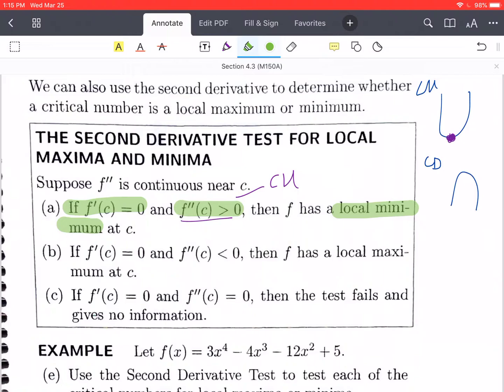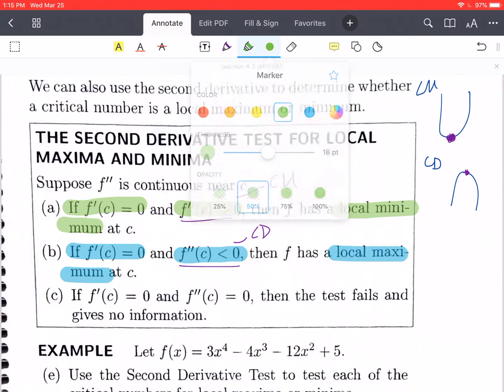So if f prime is equal to 0 and f double prime is positive, the graph is concave up, so the point in question is a minimum. And then if we have a critical point and f double prime is less than 0, that means the graph is concave down, so our critical point must be there at the top. So that's going to be a local maximum in this case.